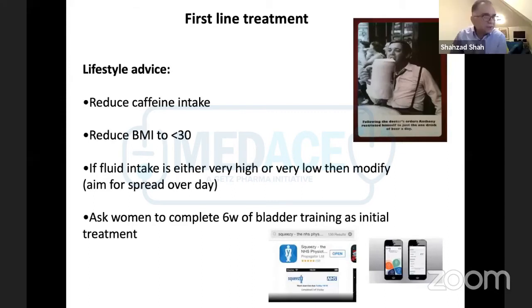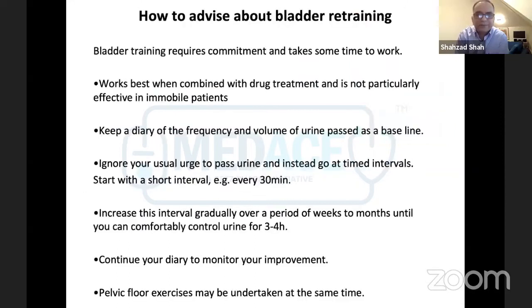If those patients are overweight, you need to get them to reduce weight. This is evidence-based, and a documented reduction in weight would also tell you that the patient is trying to engage with the system. If the fluid intake is very high or very low, then modify, aim to spread over the waking hours of the day, and ask women to complete at least 6 weeks of bladder training as initial treatment before you prescribe any pharmacotherapy. What is bladder training?